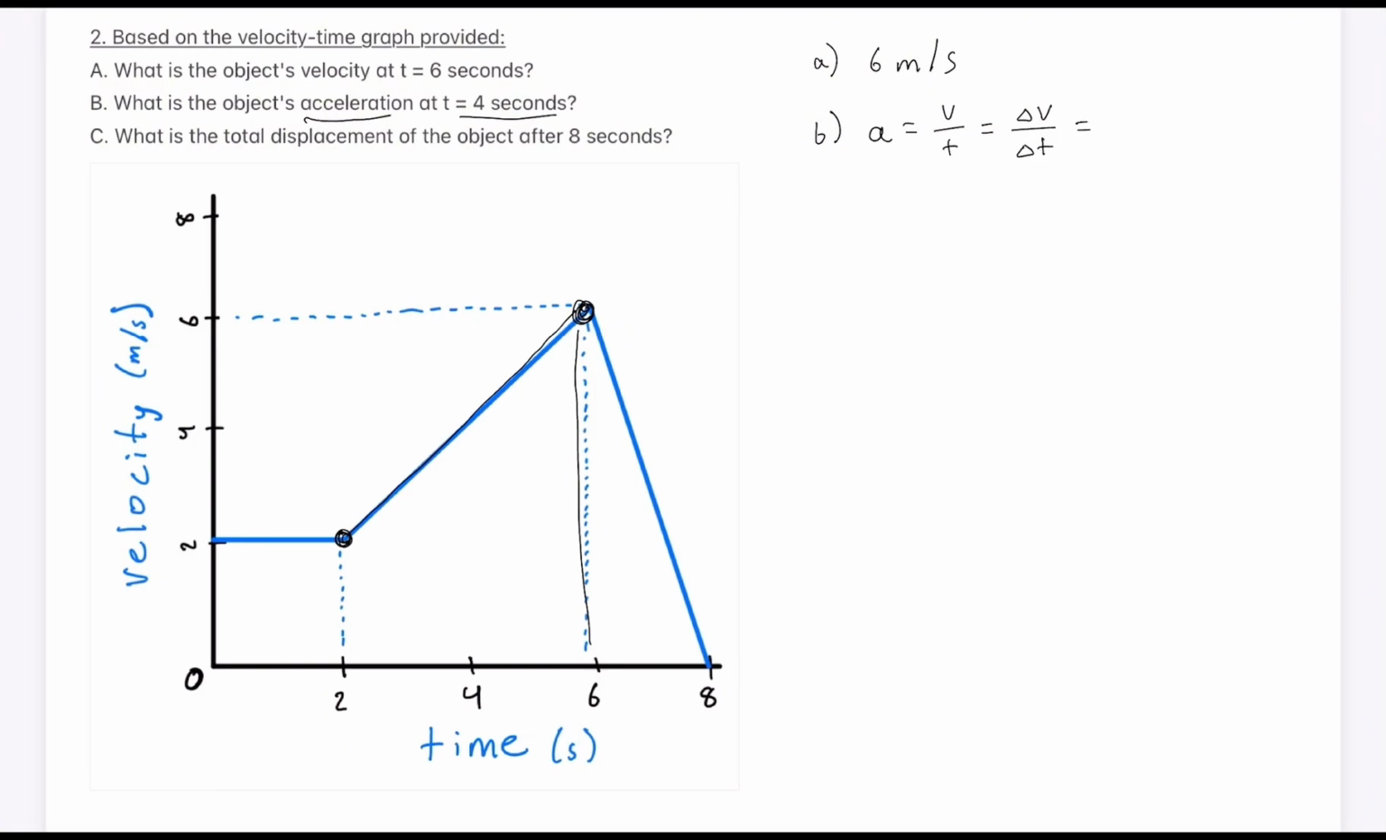So the velocity at t equals 6 is 6, and at t equals 2 is 2. And for time, it's 6 minus 2. We have this point 6, 6, and this point 2, 2, which equals 4 over 4, or just 1. So the acceleration at t equals 4 is simply 1 meter per second squared.